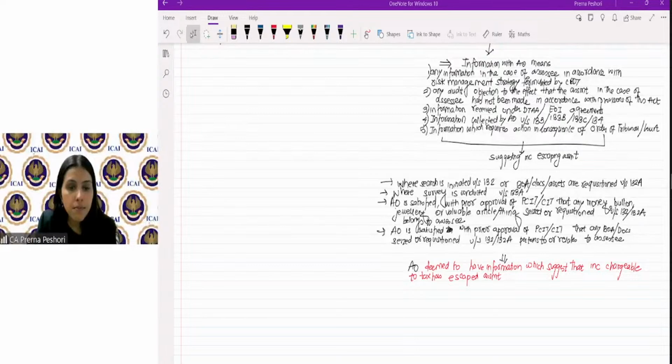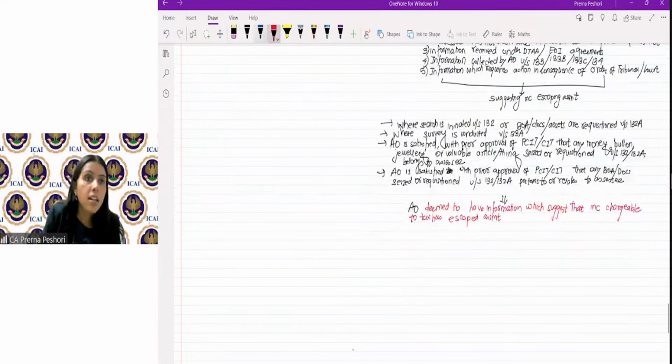Yes or no? Okay. So once this information is collected, as I said, the AO has to make an inquiry under 148A. However, in these cases of deemed information, 148A is not applicable.